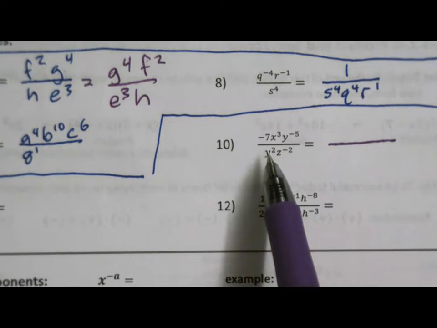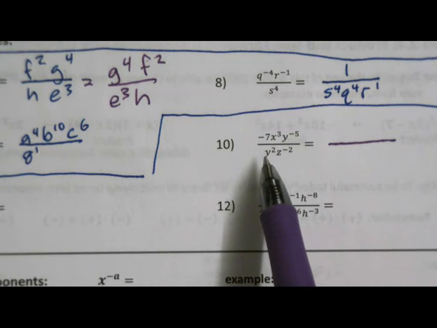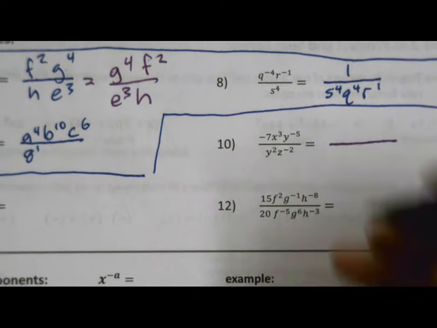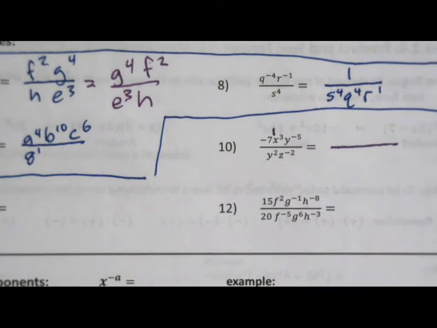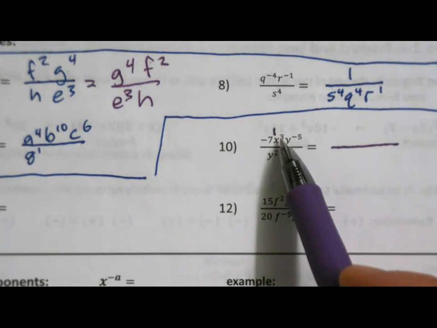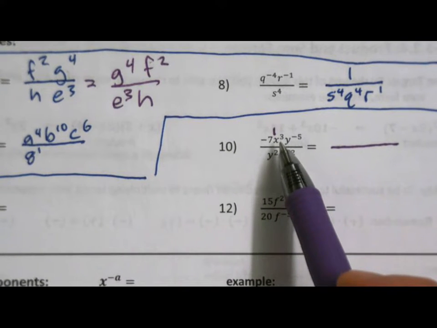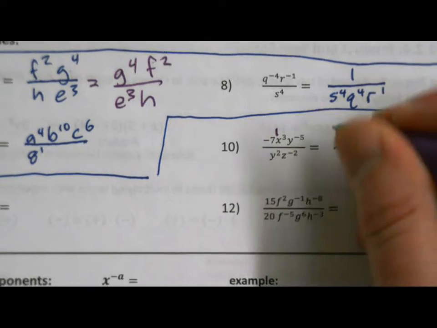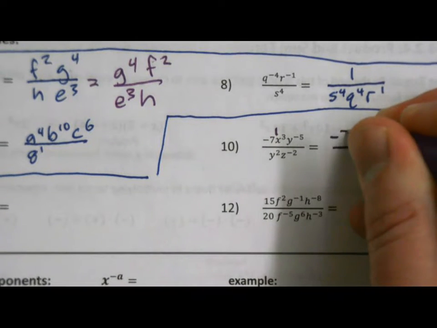We move stuff based on the exponent. This negative 7 has an exponent. What is the exponent on this negative 7? It's not written. There is a 1 on that negative 7. Is that negative 7 happy? Its exponent is positive, so it's going to stay where it is. So we move just based on the exponent. So the negative 7's staying where it is.